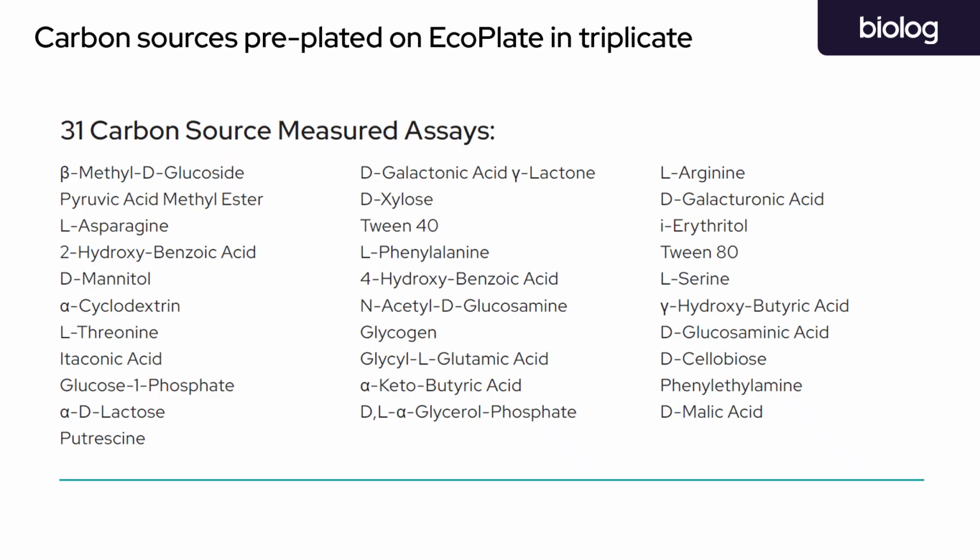The ecoplate contains 31 pre-plated substrates, which are listed out here, which were selected to probe a variety of pathways known to be important to environmental samples. While individual substrate utilization patterns are informative, it can be equally important to assess trends among substrates of the same type, otherwise known as functional guilds.